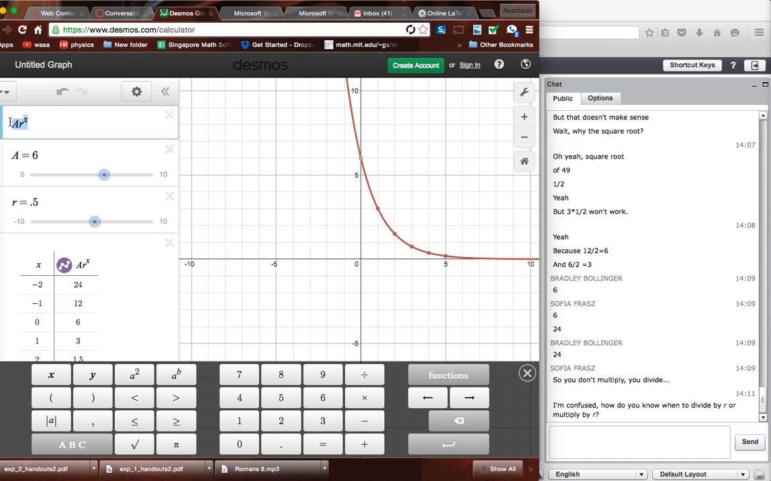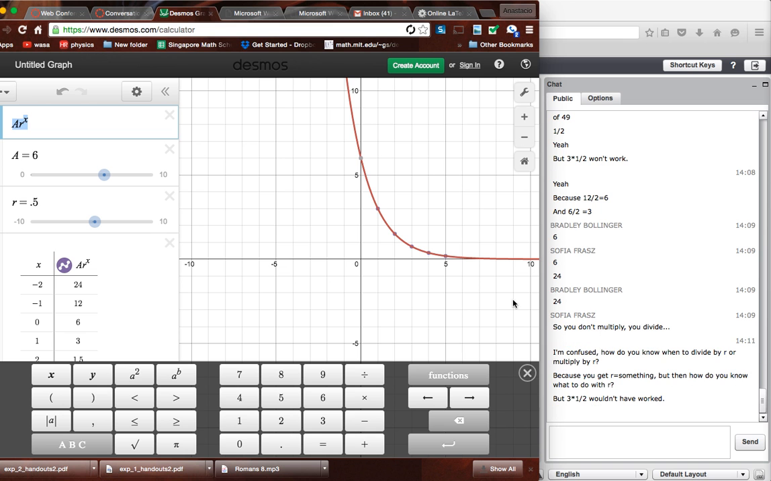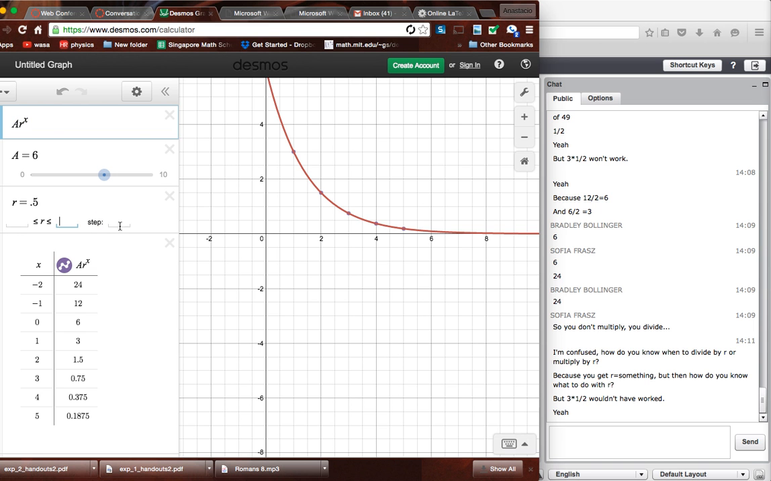How do I know whether to multiply by R or divide by R? I think what your question, Sophia, is, okay, you're always multiplying by R. You're always multiplying by R. But I think what your question is, how do I know whether or not R is a straight up number or a fraction? Is that what you're asking? Okay. The answer is this. And I'll tell you what, let's use the slider bar to figure it out.